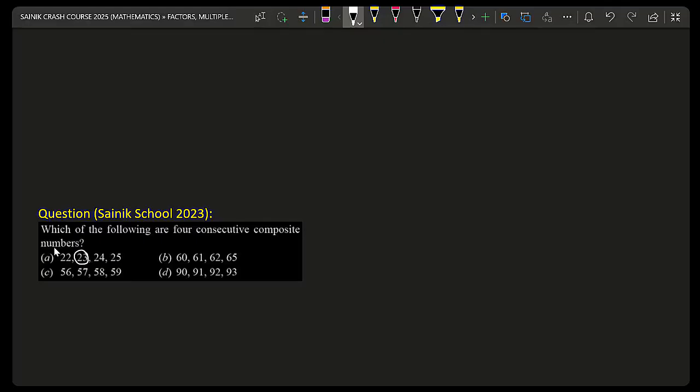So why option B is wrong? Sir, 61 is a prime number. 61 is a prime number. We want only composite numbers. And why option C is wrong? So 57 is a prime number. 57 is not a prime number.